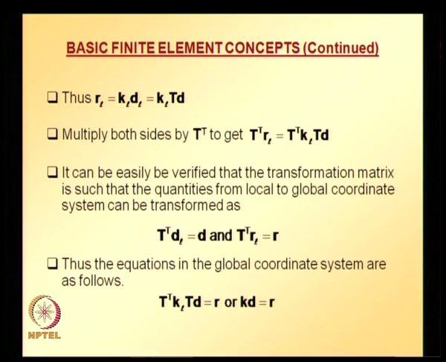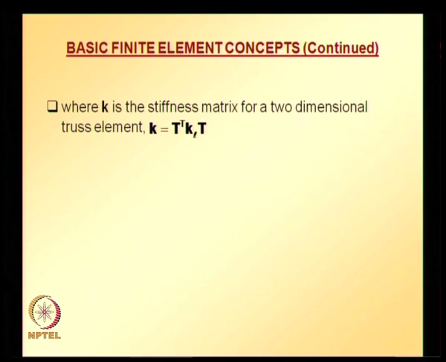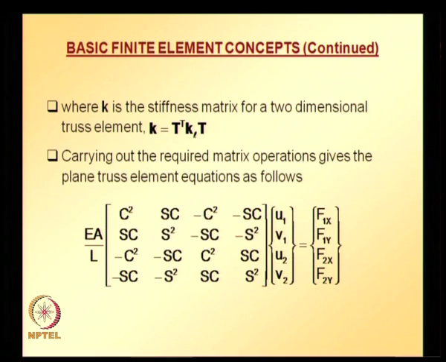So what is K here? K is T transpose KL T. KL is the stiffness of an axial element, and T is the transformation matrix consisting of direction cosine components. So K is the stiffness matrix for a 2-dimensional truss element. Carrying out the required matrix multiplication, we get for the plane truss element the equation system in this manner. So once we know the spatial coordinates of the ends of a plane truss element, and once we know the material properties and geometric properties, we can easily assemble the element equations for a truss element using this equation system.